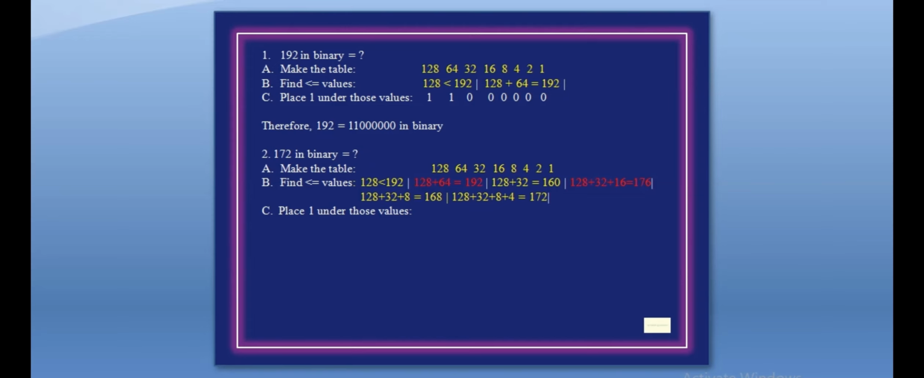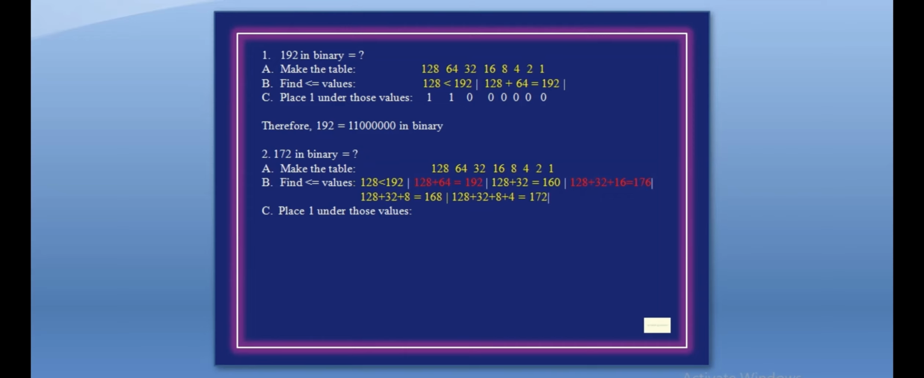Again we move to the next bit, that is 32. We are going to check if 128 plus 32 equals 172 or less. 128 plus 32 equals 160, which is less than the value that we are looking for. So we are going to place the value of 1 on 32. Again we move to the next bit, that is 16. Now we are going to add 16 to 128 plus 32. Here 128 plus 32 plus 16 equals 176, which is greater than the value we want. So we place 0 on 16.